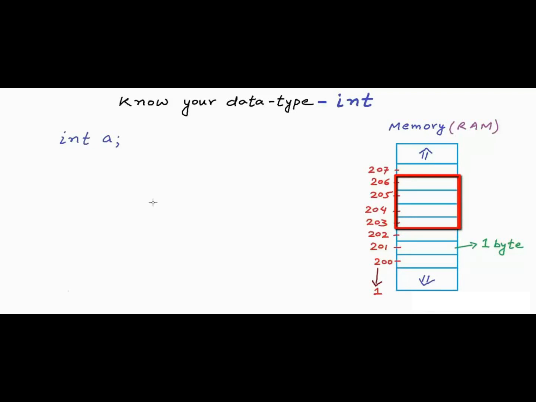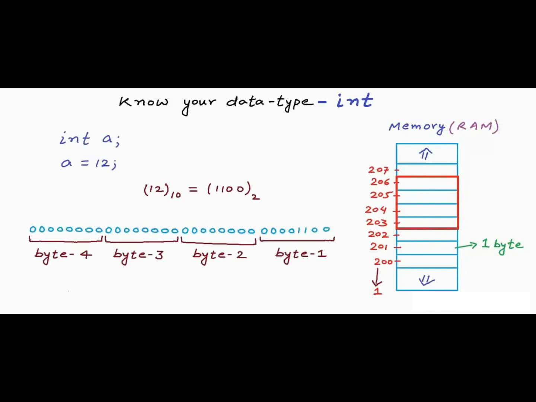Now I'll write another statement here, and with this statement I'm filling in value 12 in this block of memory. So how will you write 12 in binary in 4 bytes or 32 bits? 12 in decimal or base 10 is 1100 in binary or base 2. I'm assuming that you know how to convert decimal to binary and vice versa. If you want to revise some of these concepts, you can check the description of this video for links to some lessons.